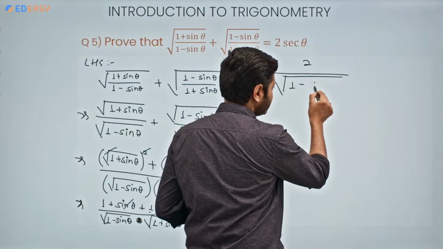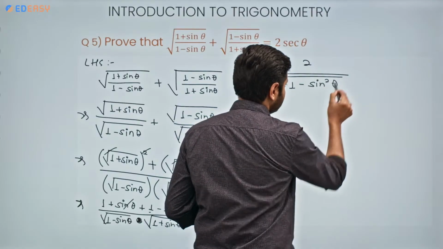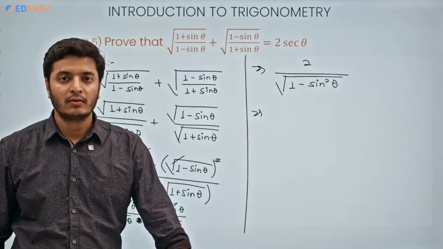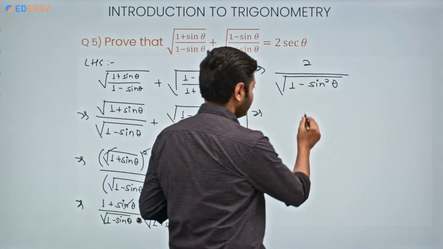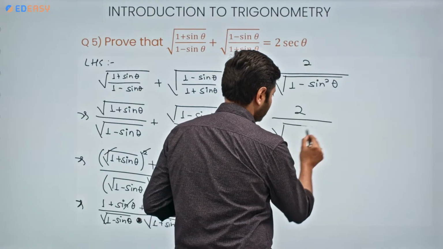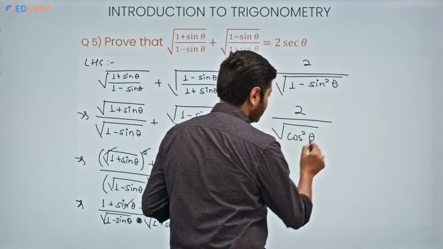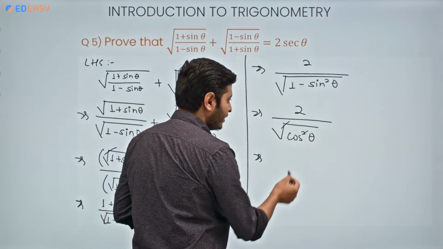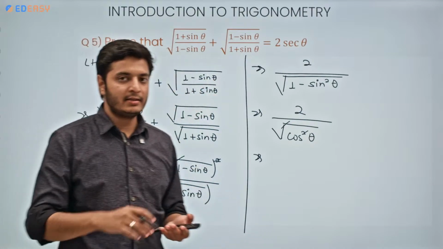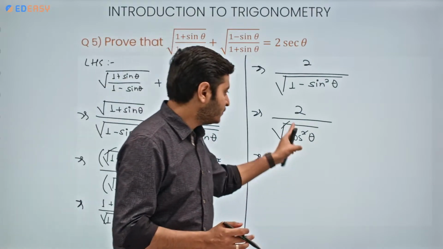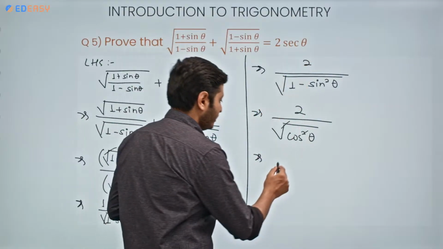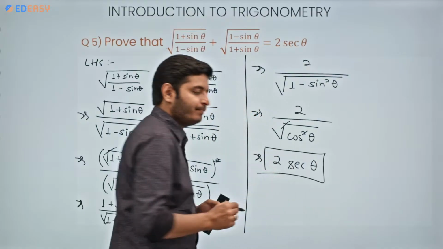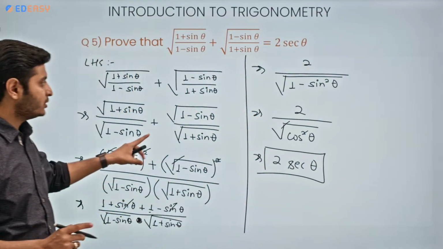Under root 1 square minus sine square theta. Now 1 minus sine square theta is cos square theta. So this will become 2 by under root cos square theta. Under root and square are going to cancel each other. So this is 2 by cos theta, but cos theta and secant theta are reciprocal of each other. So 1 by cos theta I can write as secant theta. So this will become 2 into secant theta. This is how you can approach this problem.